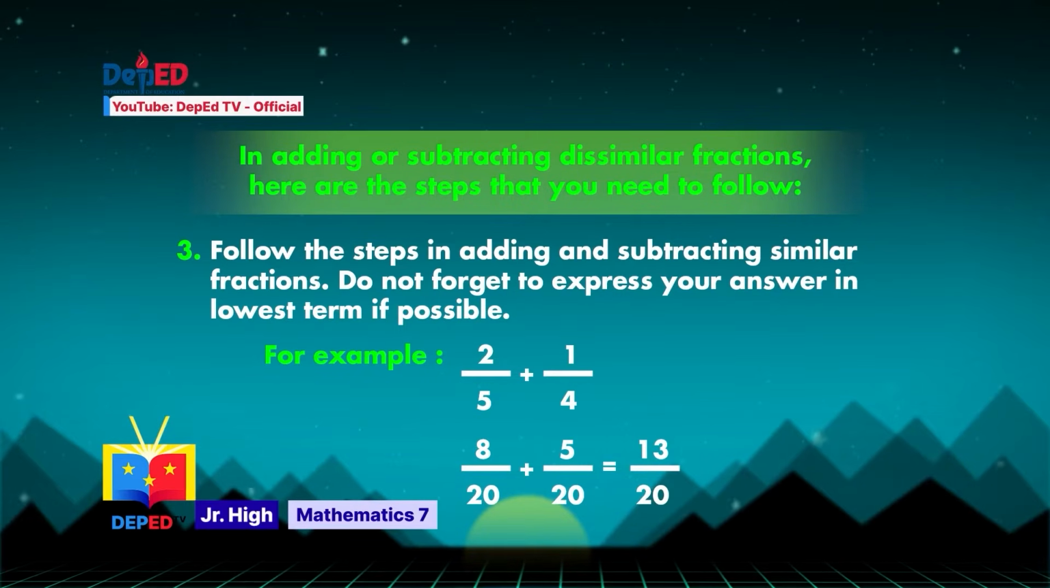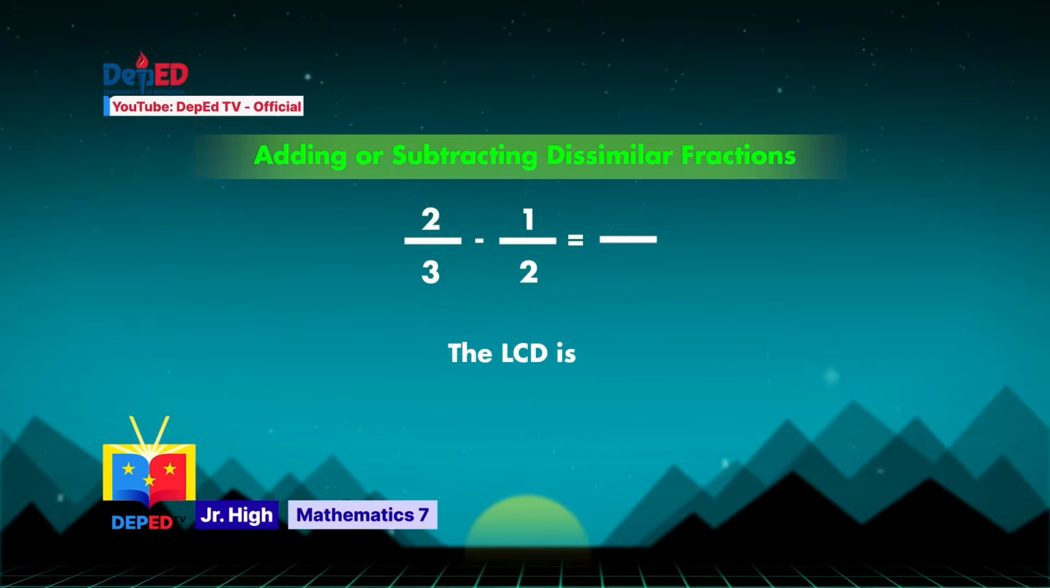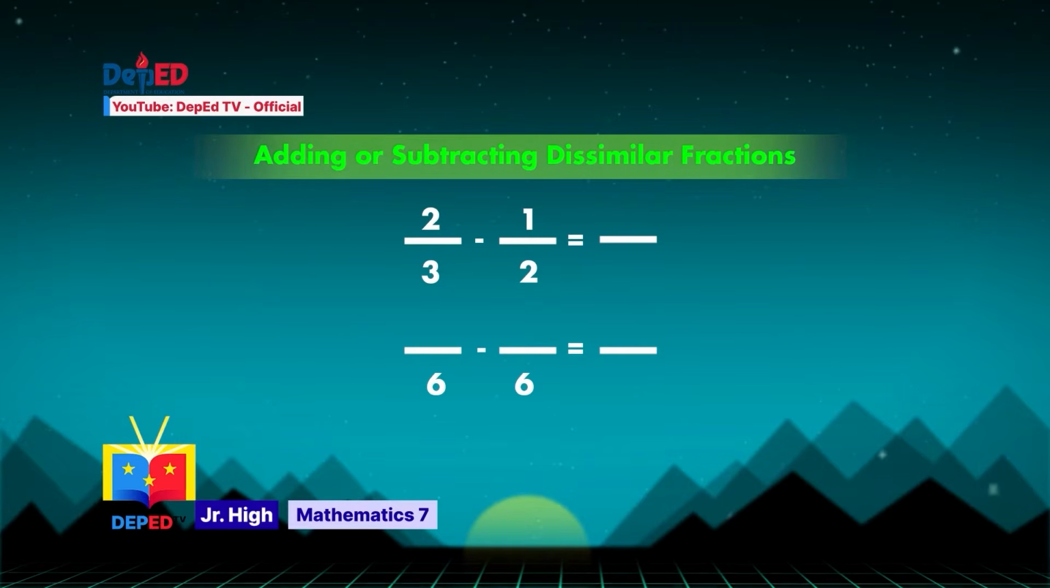Let's have another example. 2/3 minus 1/2. These fractions are dissimilar. So first, let us get the least common denominator of the fractions. What do you think is the LCD of 2 and 3? Absolutely! The LCD is 6. Then, we can now write 6 as their denominator.